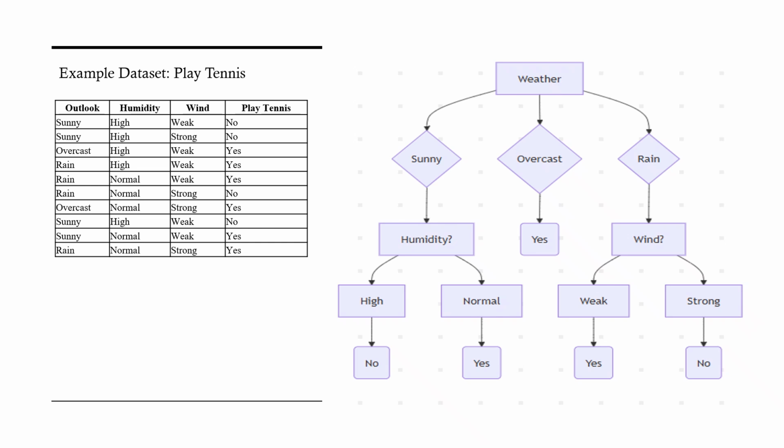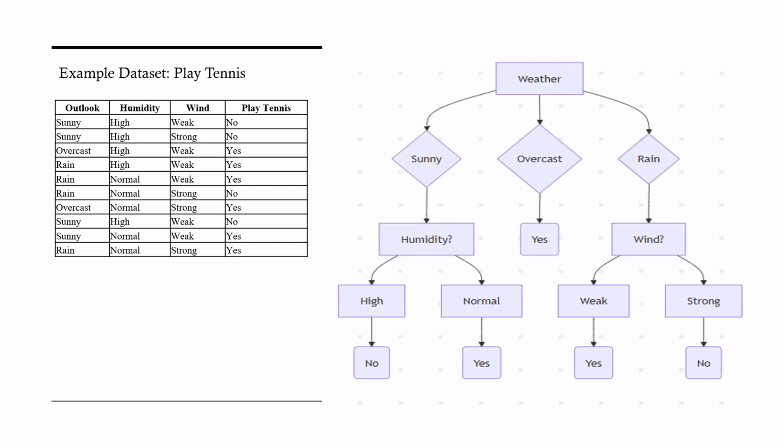If it is high or normal, what decision are you going to make? If it is high, no. If it is normal, yes. Overcast means we can finally say it's a yes, we can go for playing tennis. Only one decision, there are no subdivisions or subsets needed. And next, if it is rain, we have to think about wind. If the wind is weak, we can go for playing tennis. If it is strong, we can't go for playing tennis.